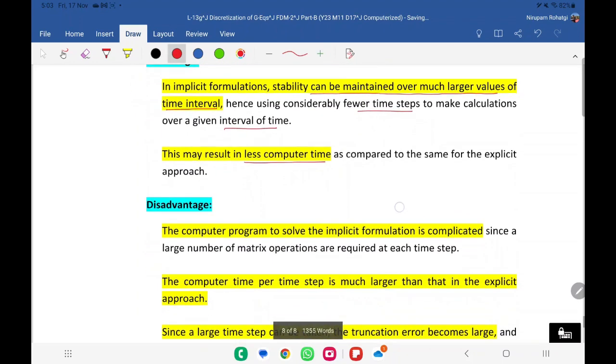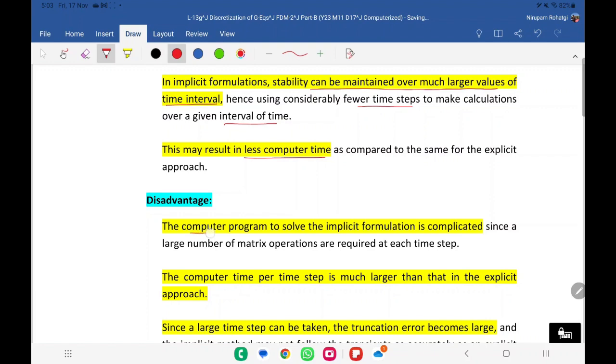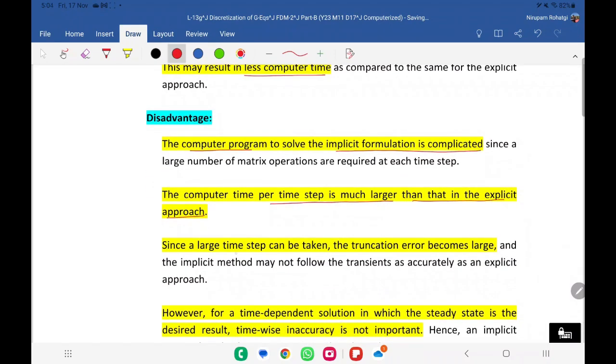Okay. Now, what is the disadvantage? The disadvantage is that the computer program to solve implicit formulation is complicated. Now, you will have to solve the whole matrix. Programming will become difficult. The computer time per time step is much larger than the time in the explicit approach. Now, for each time step, implicit approach is very costly, but the number of time steps required are less. And that is how it becomes cheaper. Since a large time step can be taken, the truncation error becomes large. Because your time step is large, your truncation error will also be large.